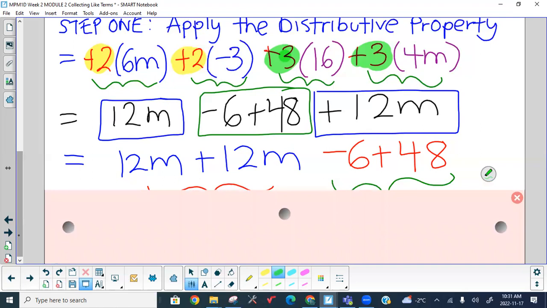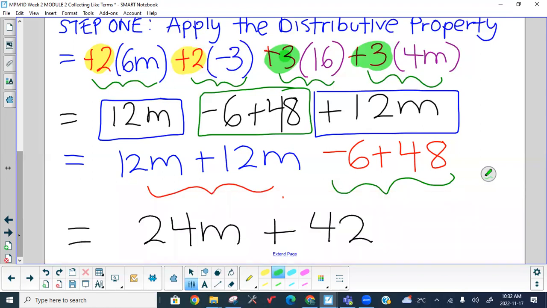So what is -6 plus 48? What is that going to give me? -6 plus 48. Yeah. Close. Negative. Oh, yeah. +42. You are correct. I'm wrong. You're correct. And 12m and 12m should give you 24m.